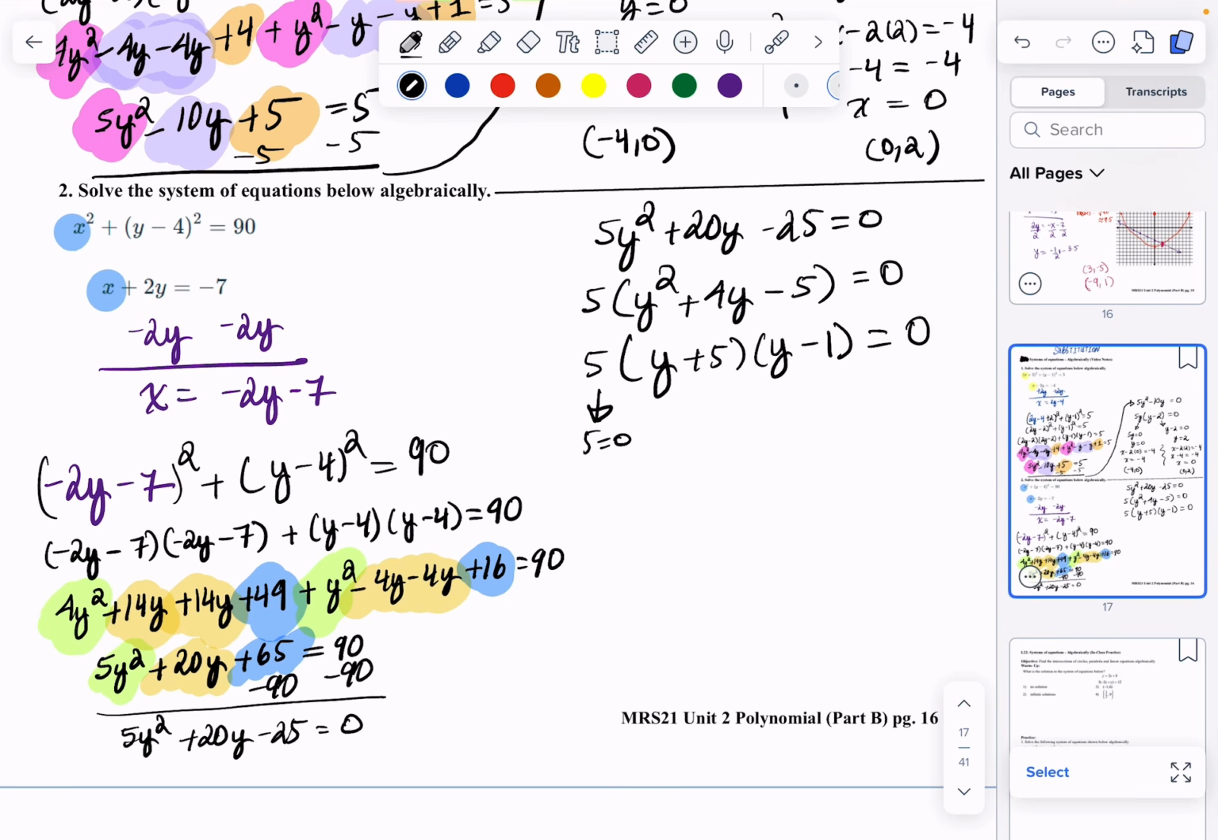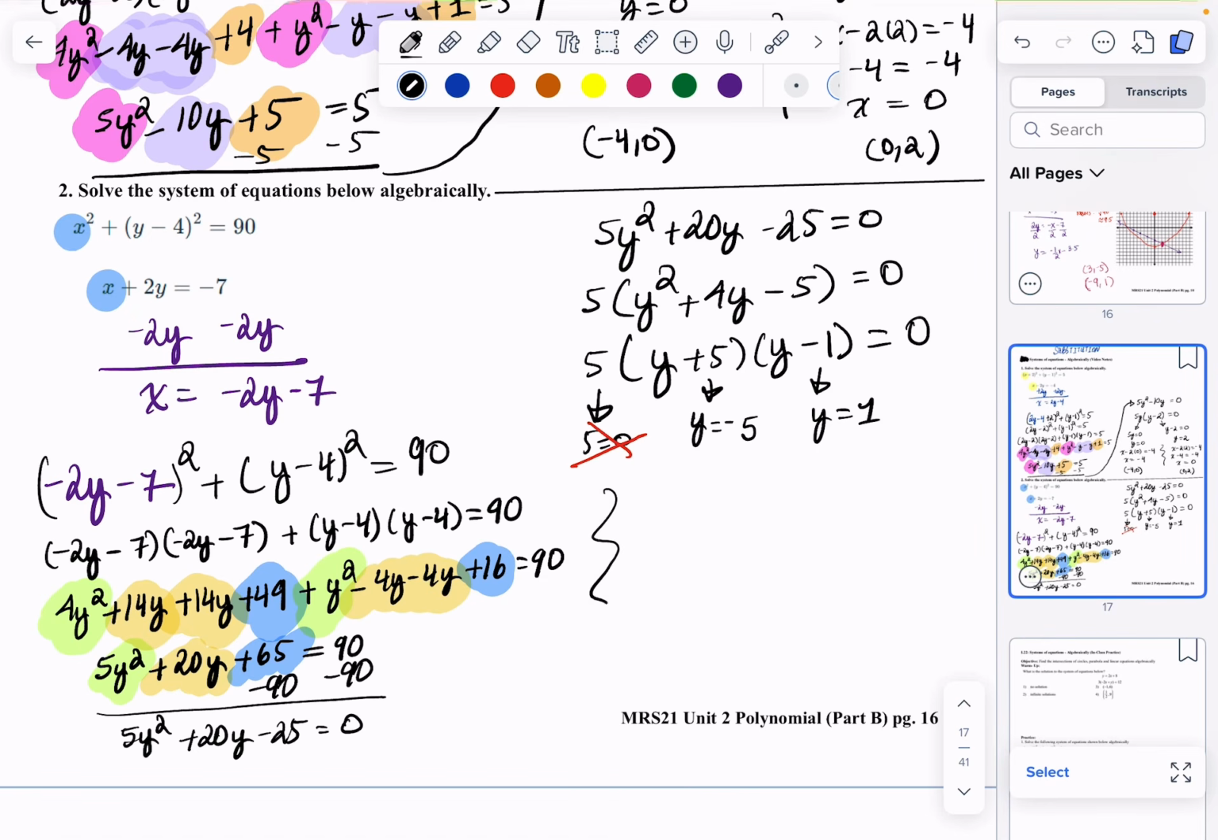5 equals 0, we don't care about that. That one we omit. And then we get y is equal to negative 5, y is equal to positive 1. Okay, we set them equal to 0. These are our zeros. And now we're not done. We can't stop here. We need to go back and find our values.